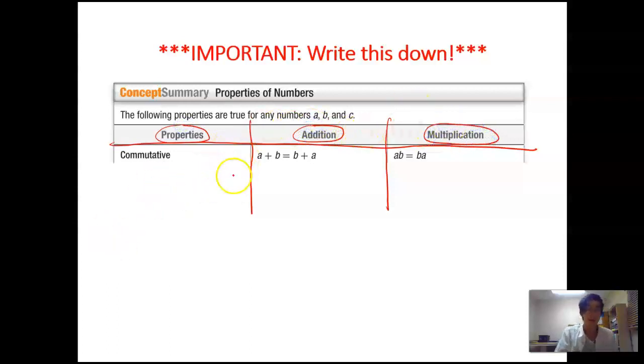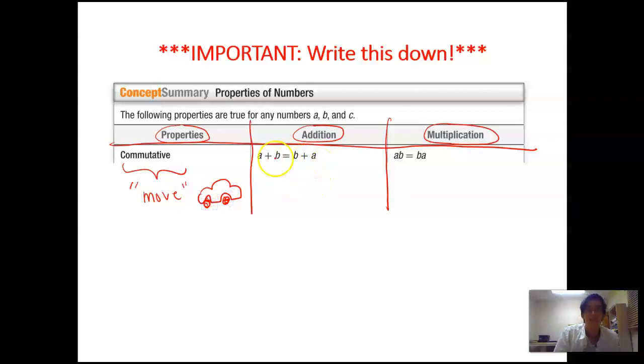So the first one you have right here is called commutative, right? And this comes from the word commute, okay? So usually when you commute from one place to another place, you're driving. So think of commuting like you're moving things around, right? You've got our little car here, and he's got somewhere to go in LA traffic.